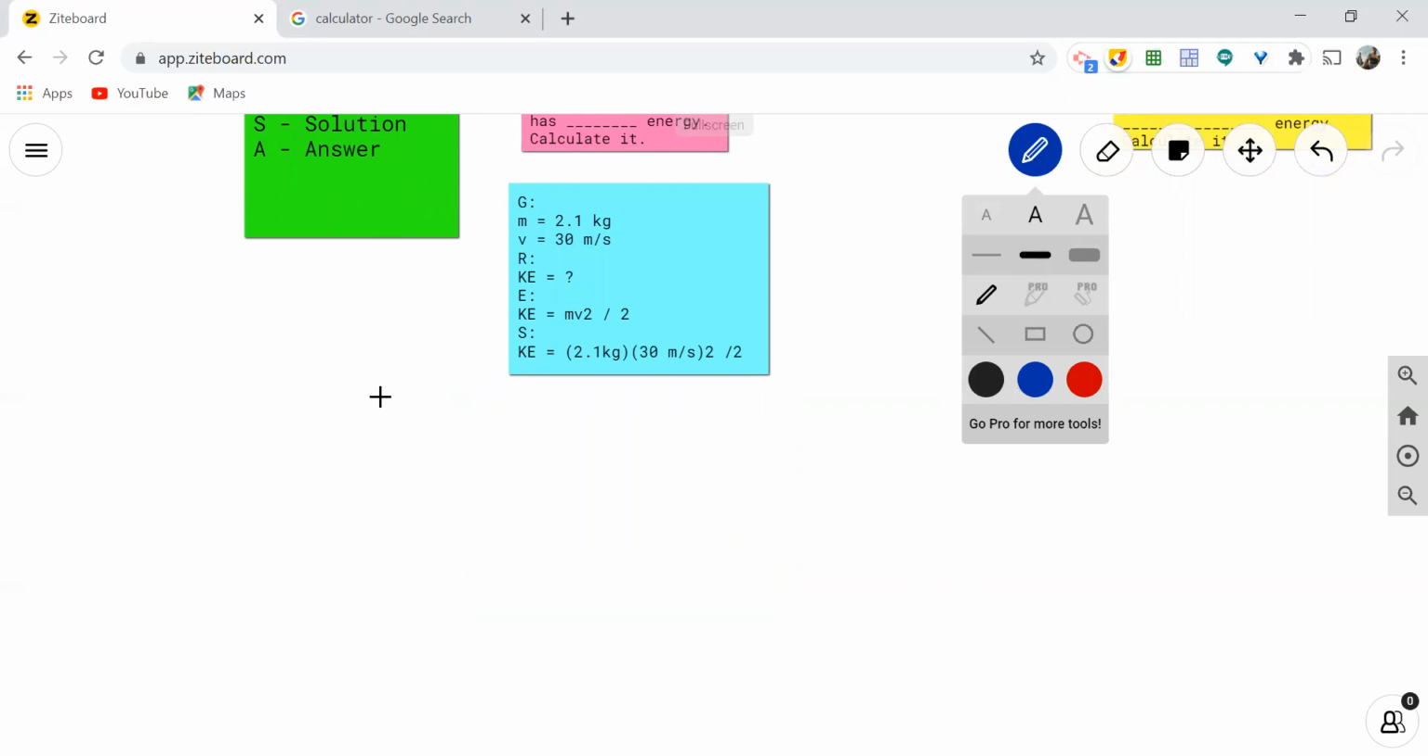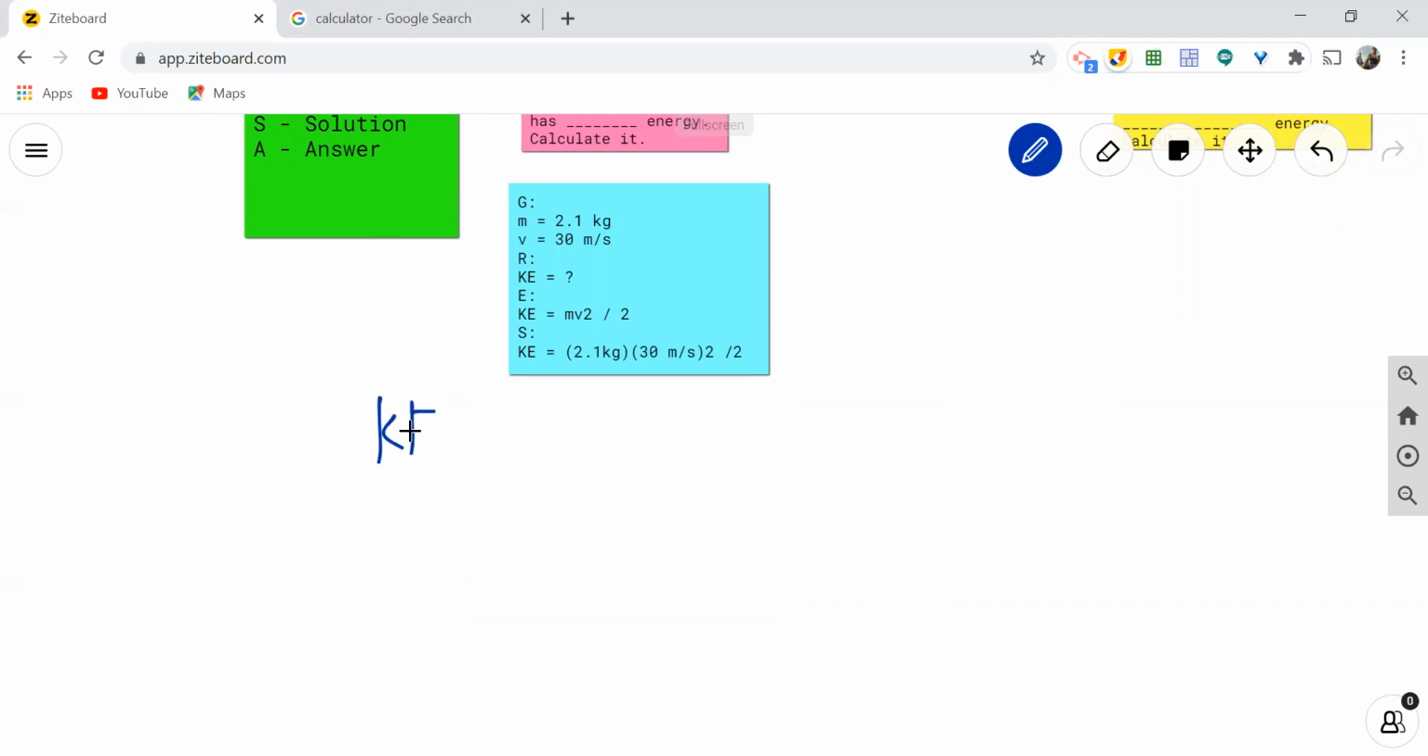Okay. Since we're looking for KE, KE is equal to 2.1 kilogram. And you need to multiply it to velocity. The very first thing that you need to do is to multiply the velocity to itself. It doesn't mean that you're going to multiply 30 times 2. That is wrong. That is squaring a number. So meaning we have 30 times 30 is equal to 900.